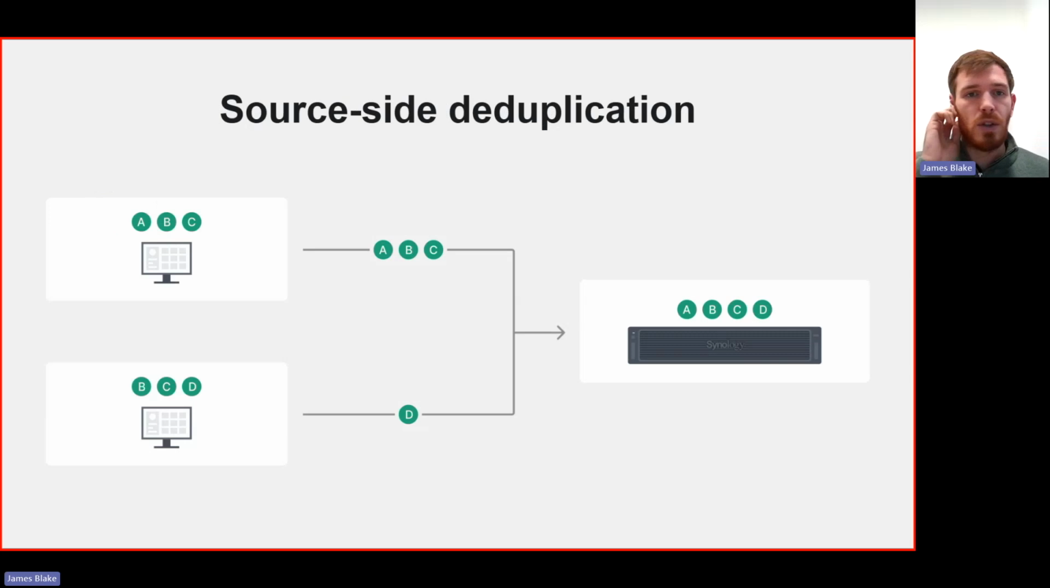Well, Active Backup has always had data deduplication, but ActiveProtect takes it one step further, moving that deduplication to the source side rather than the server side. This means that not only do you cut down on the amount of data being stored on the ActiveProtect device, but you also cut down on the amount of data being transferred across the network.